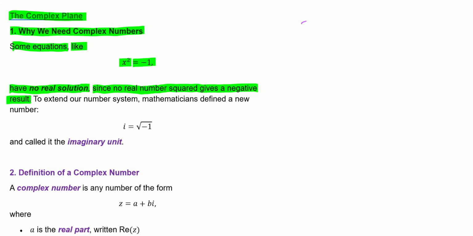Think about it. If you do 3 times 3, that gives you 9. But also, -3 times -3 gives you 9. You simply can't multiply a real number by itself and get a negative result.